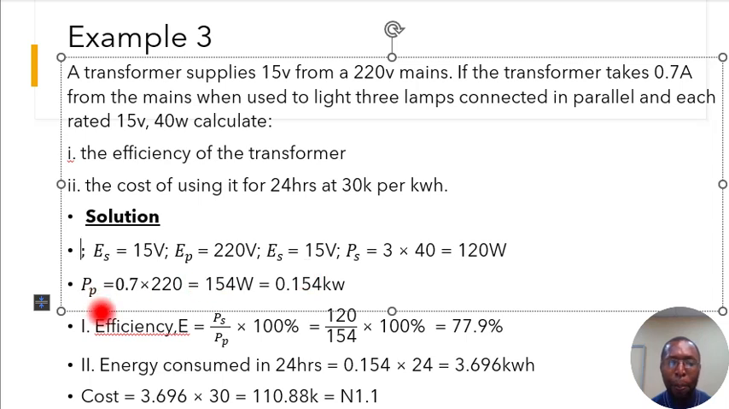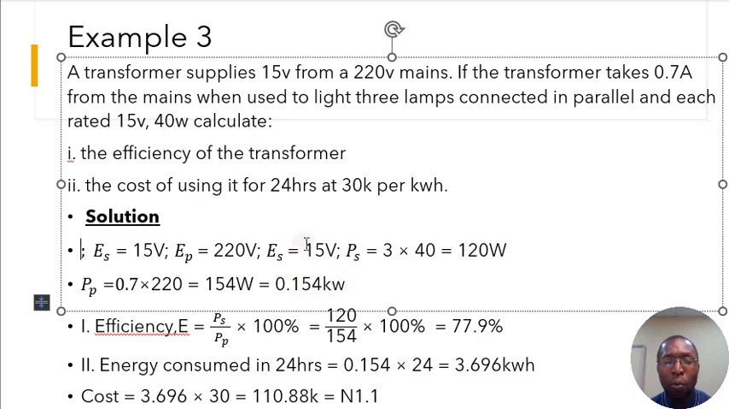Then our primary power, remember our power formula is I times E. If the transformer takes 0.7 ampere, so our I now is 0.7, from 220. So this is given to be 220 volt, and multiplying it together we have 154 watts, and then dividing it by 1000, it will be 0.154 kilowatt. We are dividing it by 1000 because we want to convert it to kilowatt.